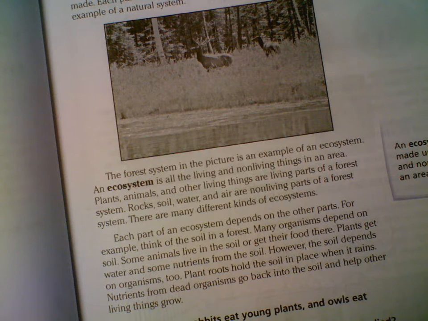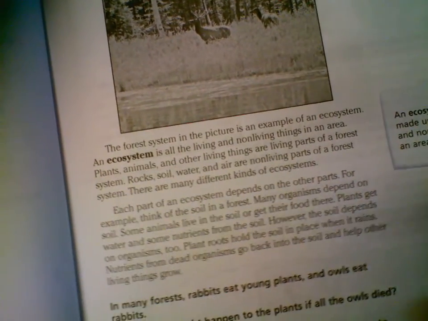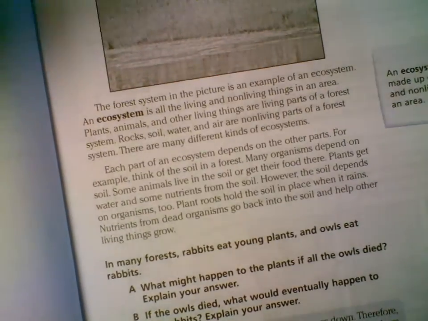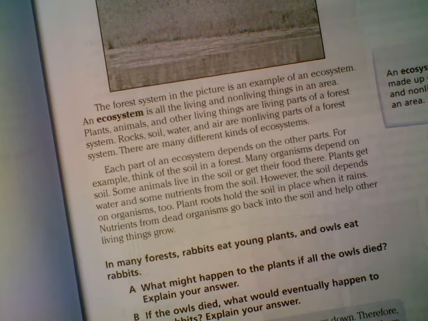For example, think of the soil in a forest. Many organisms depend on soil. Some animals live in the soil or get their food there. Plants get water and some nutrients from the soil. However, the soil depends on organisms too. Plant roots hold the soil in place when it rains. Nutrients from dead organisms go back into the soil and help other living things grow.